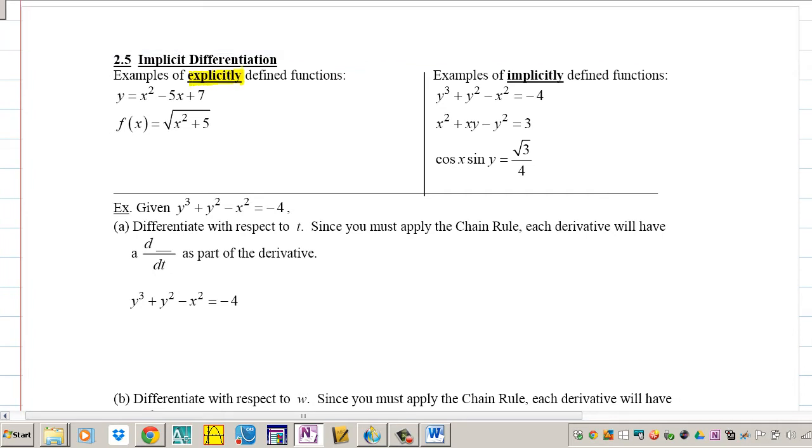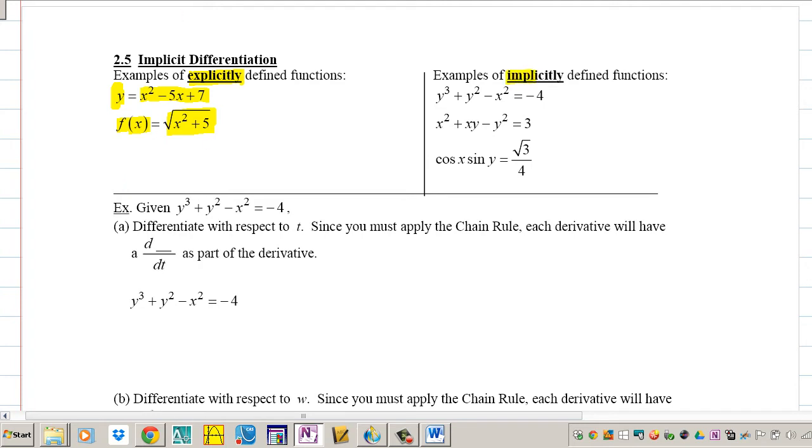Explicit functions are functions defined as a variable in terms of another variable, of an equation of another variable. So for example, the first one, y equals x squared minus 5x plus 7. That's an explicit function because you have y stating that is simply this equation. So it's an explicitly defined equation. F of x equals the square root of x squared plus 5 is also explicit because it explicitly tells you what f of x is.